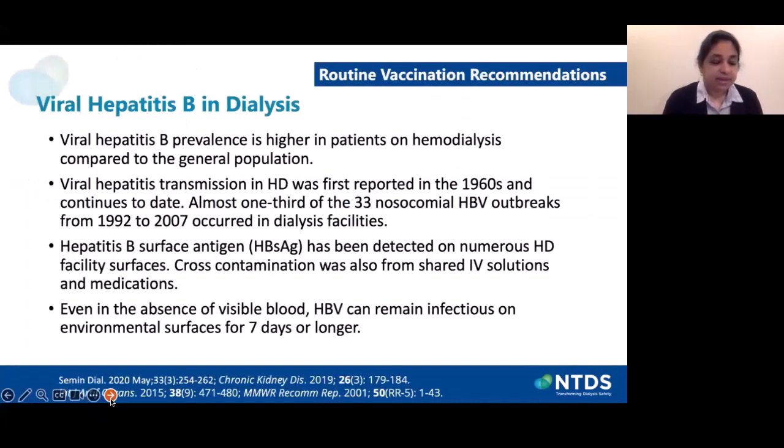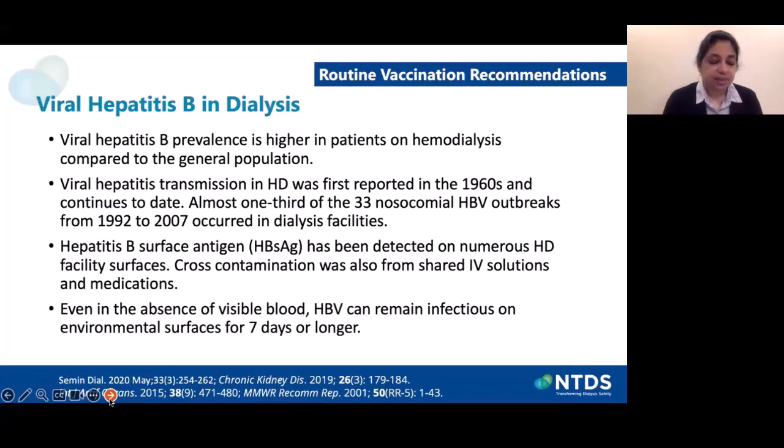Viral hepatitis B prevalence is higher among hemodialysis patients compared to the general population. Viral hepatitis transmission in hemodialysis was first reported in the 1960s and continues to date. Hepatitis B surface antigen has been detected on numerous hemodialysis facility surfaces, including hemodialysis machine control panels, doorknobs, clamps, and scissors. Dialysis staff can transfer virus to patients from contaminated surfaces by their hands or gloves, or through use of contaminated equipment and supplies. In addition to contaminated surfaces, cross-contamination to patients in dialysis facilities was also attributed to multi-dose medication vials and intravenous solutions that were not used exclusively for one patient.